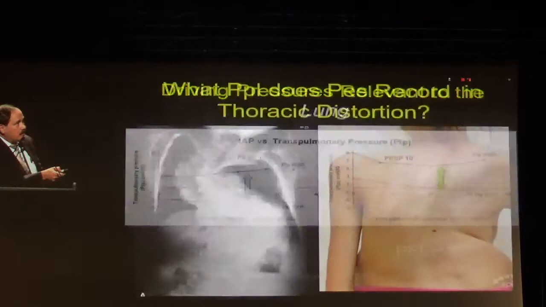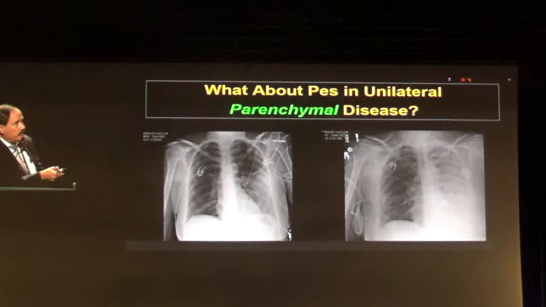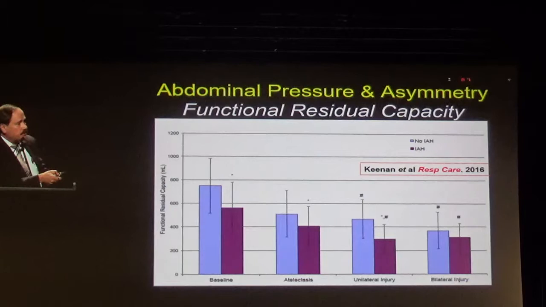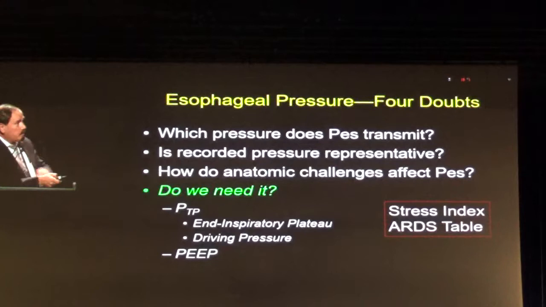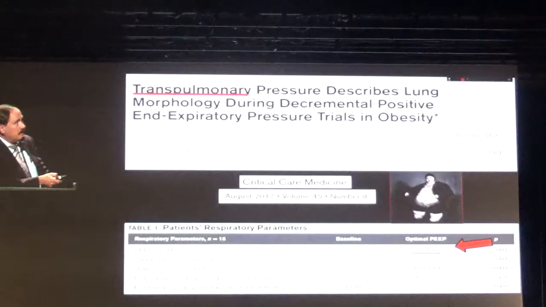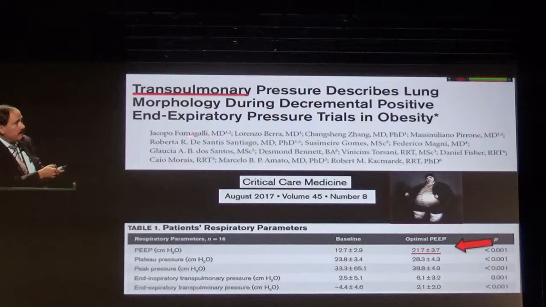As far as thoracic distortion is concerned, I'm running out of time, so I'll just say this, that as we look at non-symmetrical problems, we find still that the transpulmonary pressure does a very good job in tracking what's happening in the aerated space. So do we need it? The transpulmonary pressure for the end inspiratory plateau and true driving pressure and to set peak, I believe that we do need it. In patients who are massively obese, Jacopo Fumagalli and Bob Gasmerick and colleagues reported recently that the plateau pressures and peaks in those patients were very high, as were the esophageal pressures.